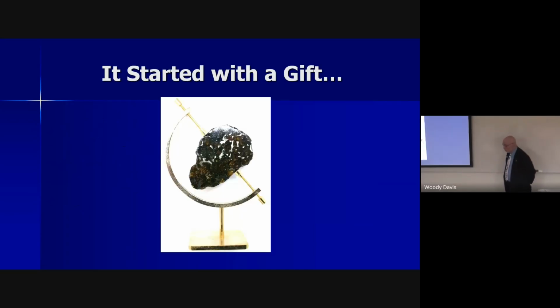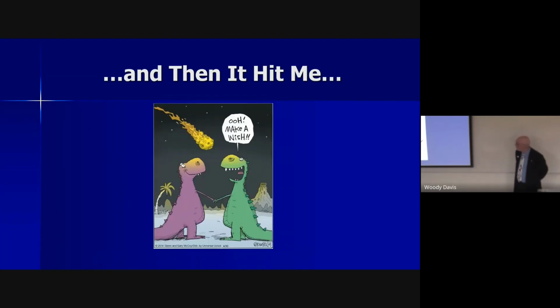So it started with a gift when I was leaving Connecticut and moving to Virginia. I got a going away gift of a nice, well, now I know it's a Palisade, a nice meteorite. In fact, it was so nice, I was wondering if they wanted me to stay away. But anyway, it started with a gift. And then after a couple of years, I received a couple more as gifts. And then it hit me.